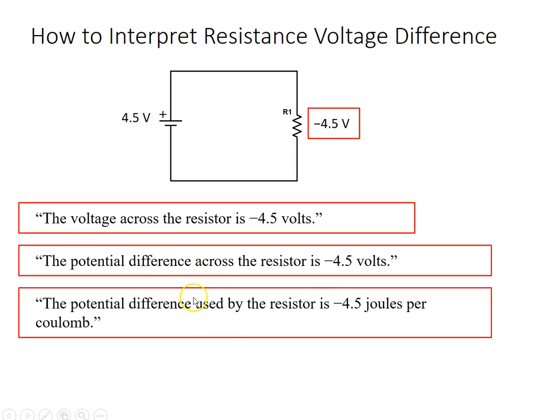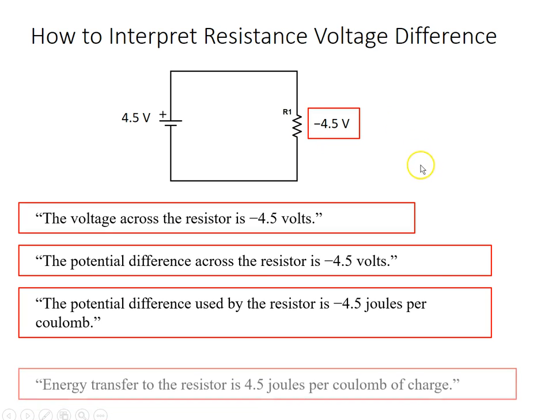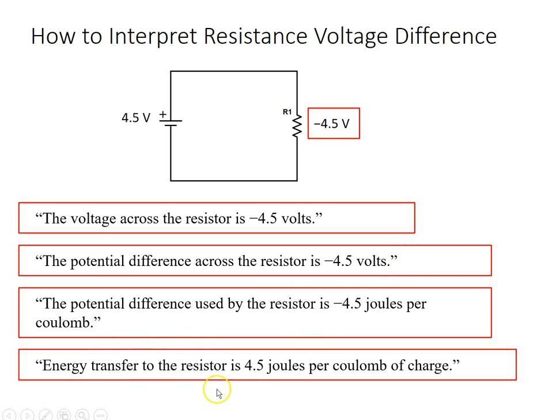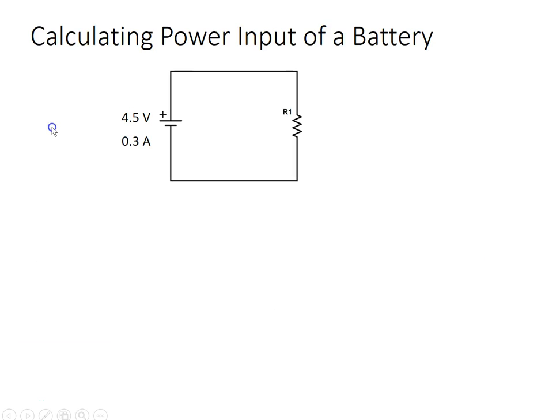That's okay. Well, the main thing is to say, look, energy is leaving, and the energy per coulomb leaving is 4.5 volts per coulomb of charge going out, dropping down. Well, the potential difference drops down, the energy goes up. Or we could say the energy transferred to the resistor is 4.5 joules per coulomb of charge. All those are different ways to say the same thing.